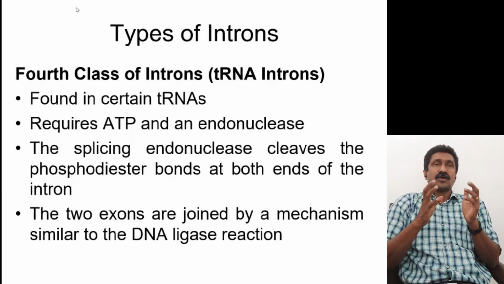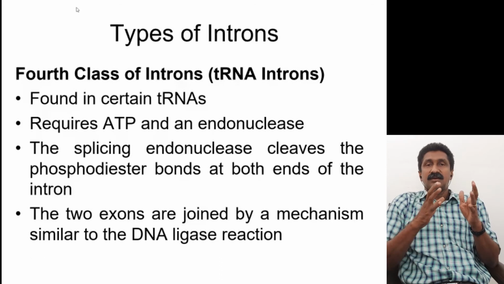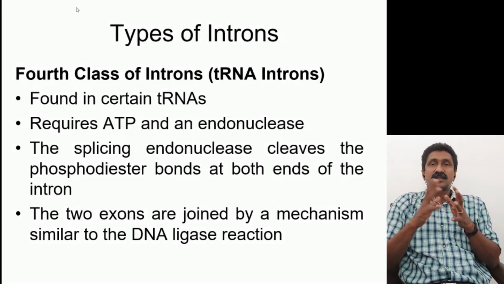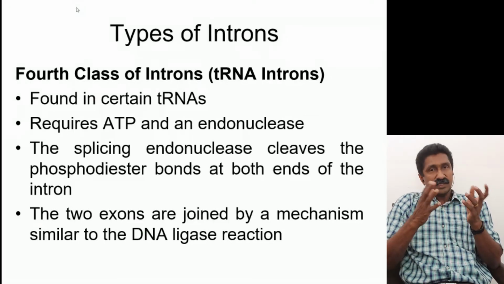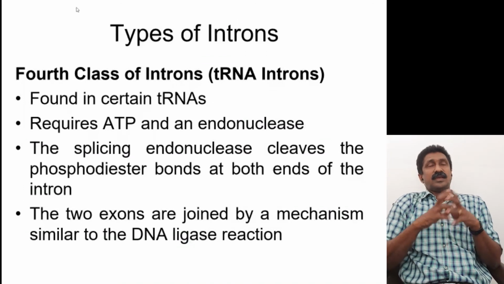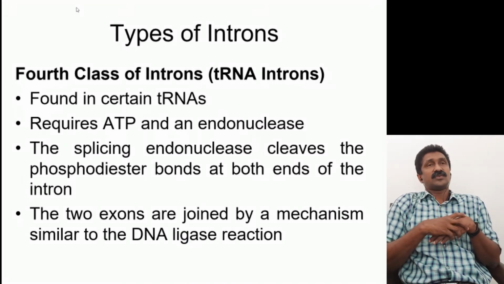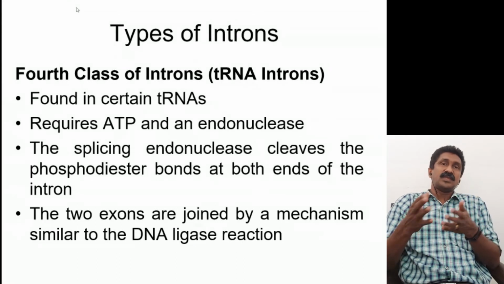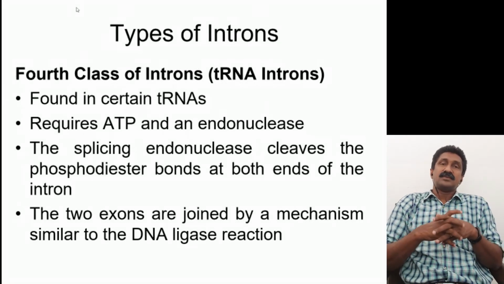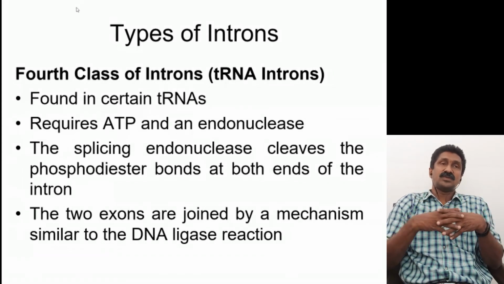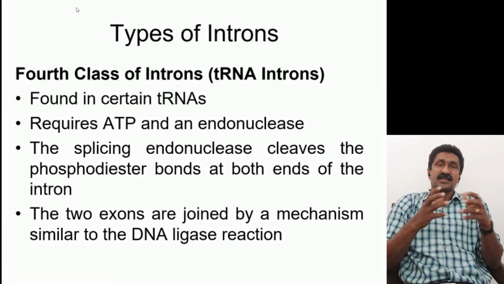But basically when we talk about splicing, we talk about three items initially: group 1 and group 2 introns and the spliceosomal introns. But there is also a report that there is a fourth class of introns which requires energy expenditure from ATP, and also the role of an endonuclease for the removal of the introns, and finally the joining of the exon units using the DNA ligase reaction.